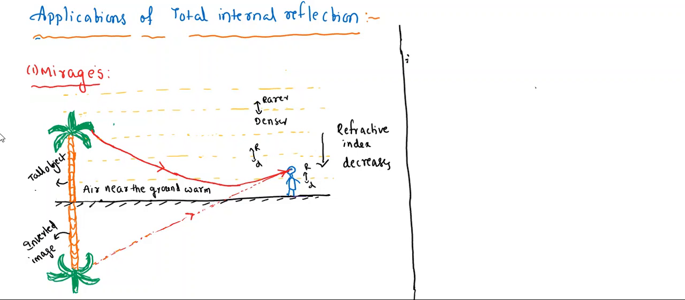The mirage is an optical illusion. It is observed in hot summer. Mirages form in hot summer; in hot summer we observe these mirages. What is a mirage? Here you see, a mirage is an optical illusion.